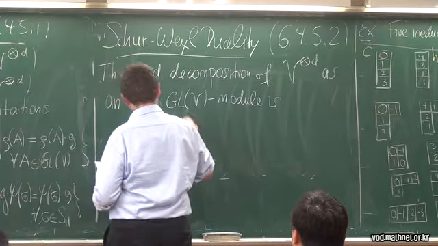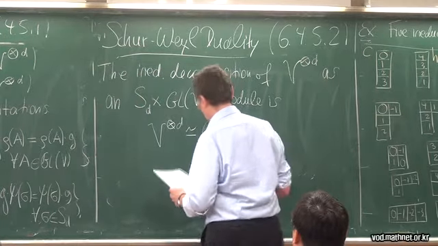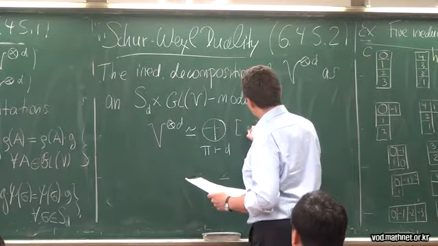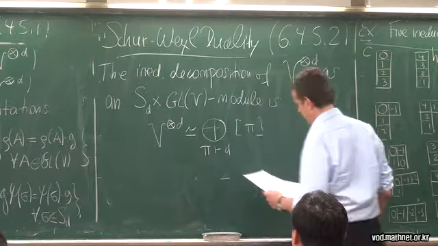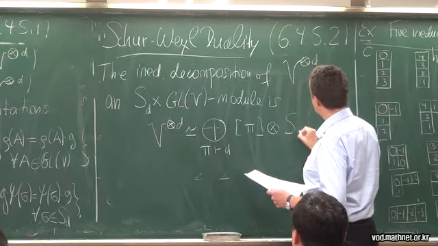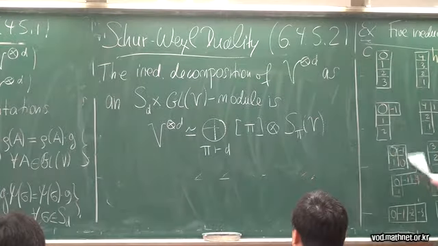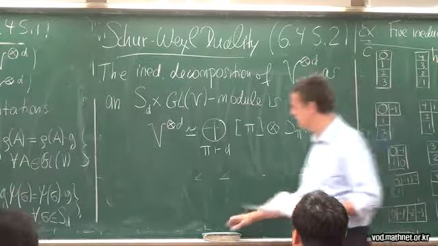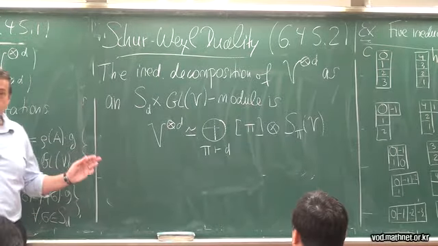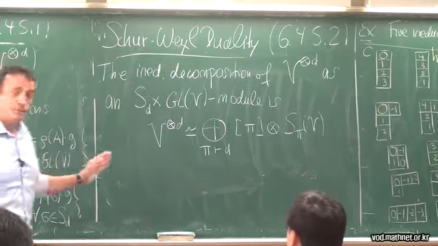V to the d is the direct sum over all partitions pi of d of the tensor product of the bracket pi and S_pi of V. And there's more coming, but let's look at this equation first. What does it mean? I'll explain everything.